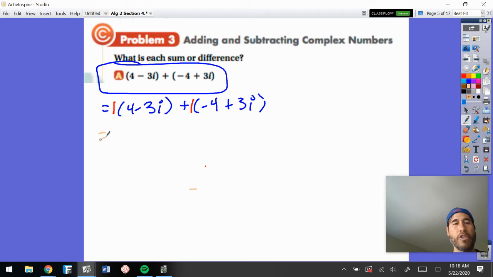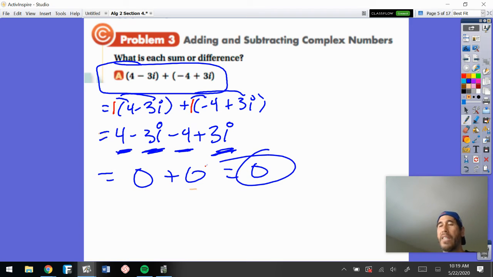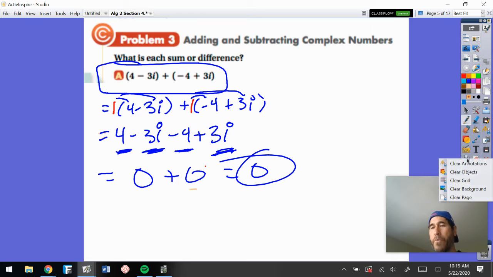So let's distribute that 1. Let's distribute that positive 1 in there, and I get the same thing back. Now, what did that do? That eliminated the parentheses. And when it eliminated the parentheses, I can now combine like terms. A 4 and a negative 4 is 0, and a negative 3i with a positive 3i is 0. So everything goes away. 0 is my answer. Okay, that is how you add or subtract complex numbers.